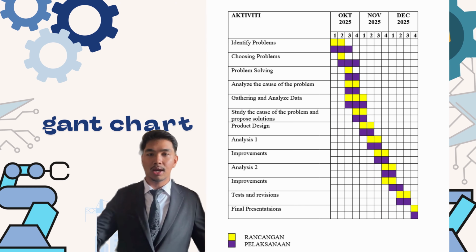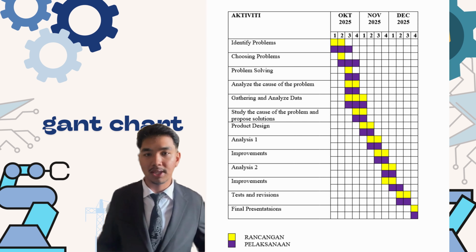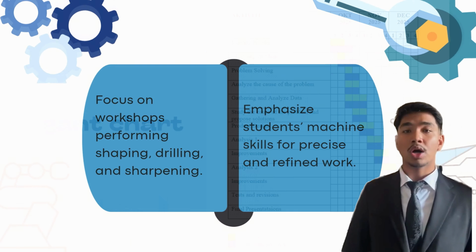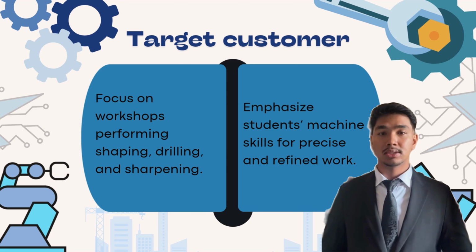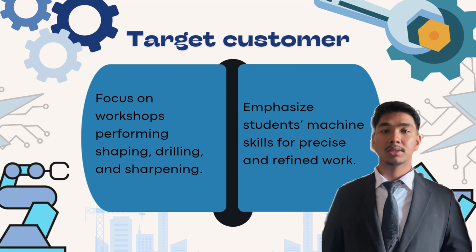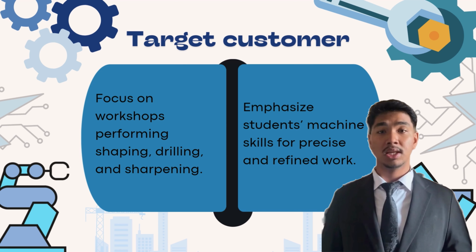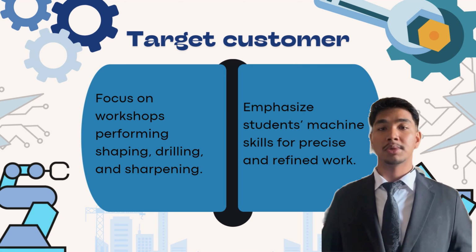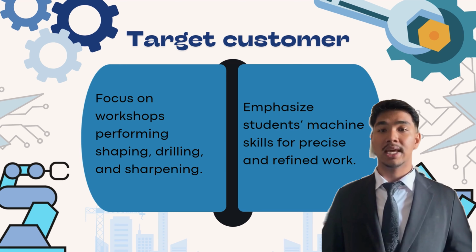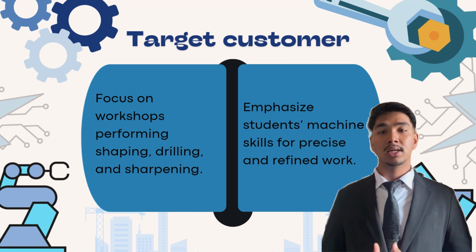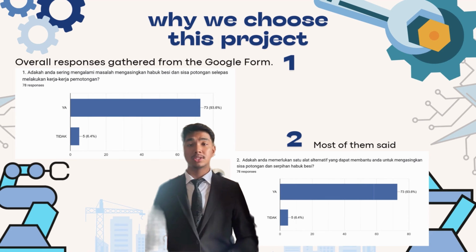Okay, in this Gantt chart, we preview our process week by week until now. So our target customers mainly focus on workshops that carry out activities such as shaping, drilling, and sharpening processes. In addition, this project is also suitable for students, especially those who need to improve their machine handling skill. By using this project, students can practice more and refine work while maintaining safety and cleanliness in the workshop environment.